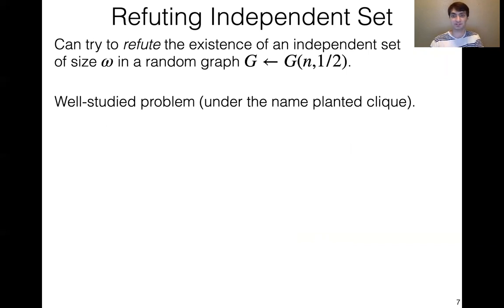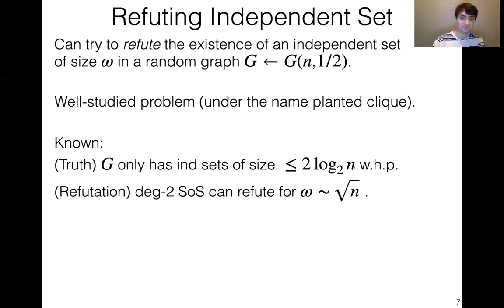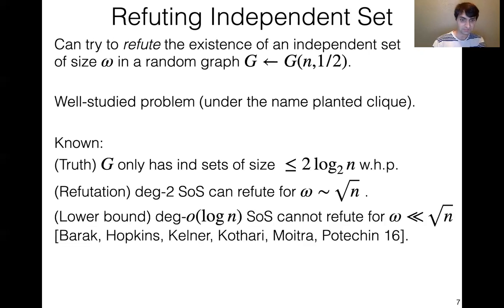Typically, it's studied under the name planted clique, and the connection is simply that a clique in G is an independent set in the complement of G. So these problems are basically the same. And what is known? Well, the truth is that G only has independent sets of size up to, say, 2 log n with high probability. But degree 2 sum of squares can only refute for omega about square root n. And there is a nice lower bound showing that degree little o of log n SOS cannot refute for omega smaller than square root n. So basically this root n is the limit of sum of squares.